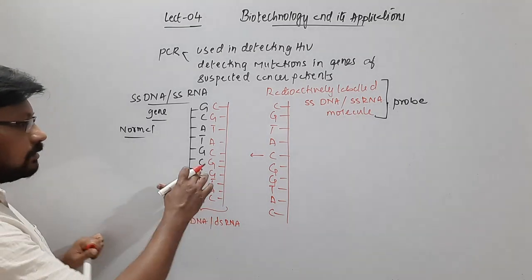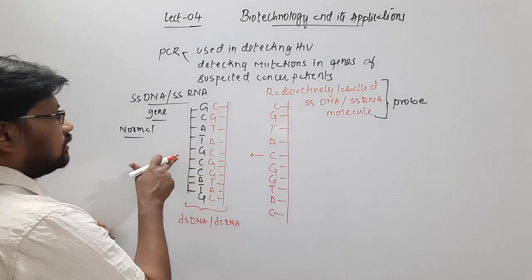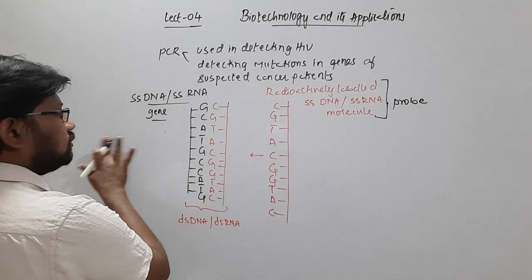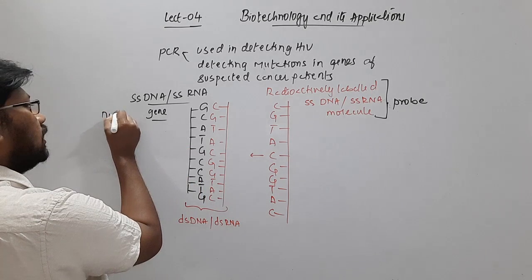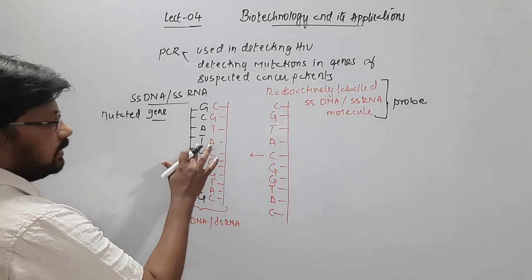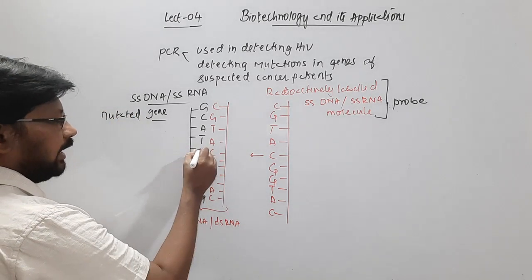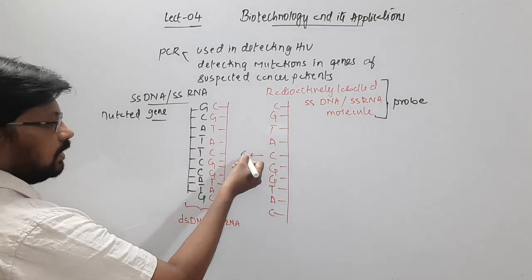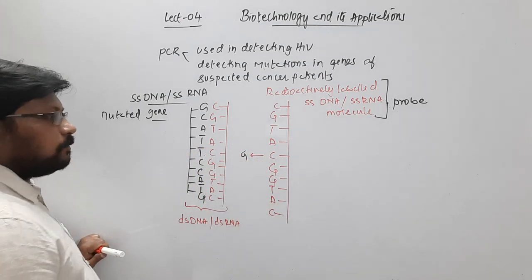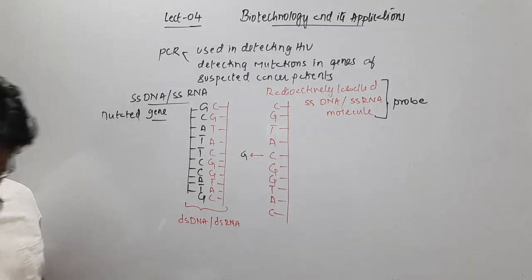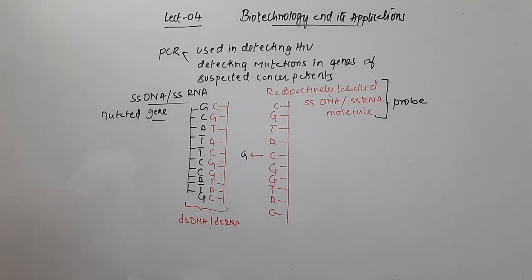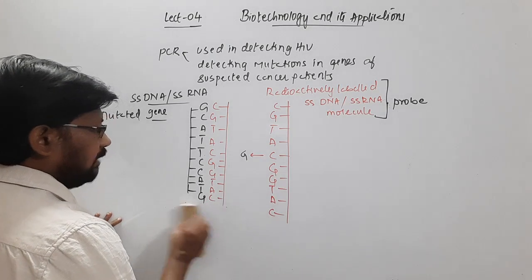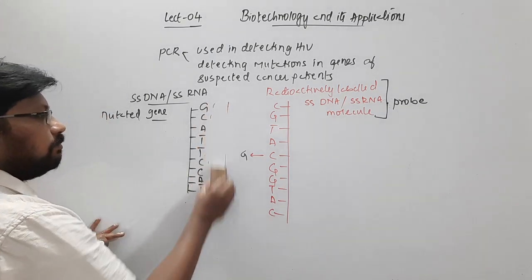Right, now the point is that if this gene is mutated, so now this is not a normal gene, it is a mutated gene. Say suppose somewhere here it is mutated to T. Earlier it was G here, so that was mutated. Now in that case, what happens is this complementary strand that is radioactively labeled will not be able to bind.